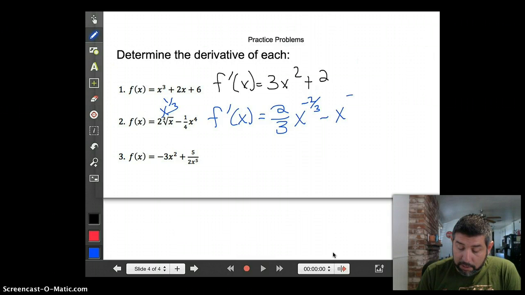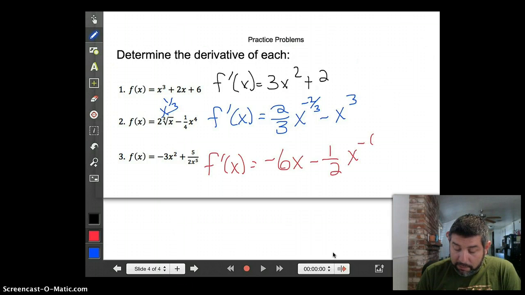minus x cubed. And then this last one, f prime of x is equal to negative 6 minus 1/2 x to the negative 6th. Those are the answers. I got that right here by changing this to 5/2 x to the negative 5th and multiplying it in, and things cancel out and so forth.